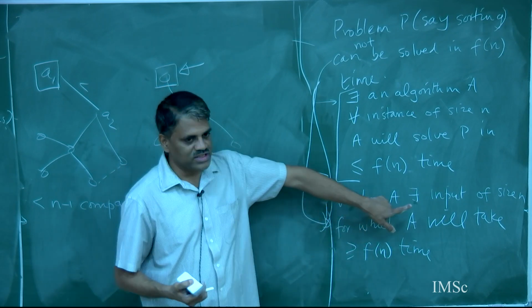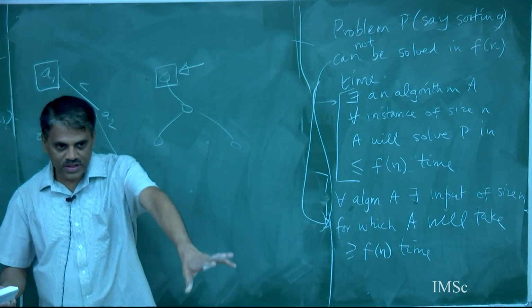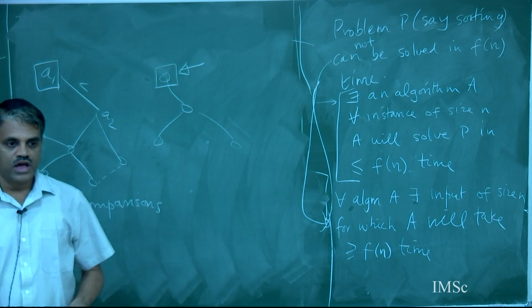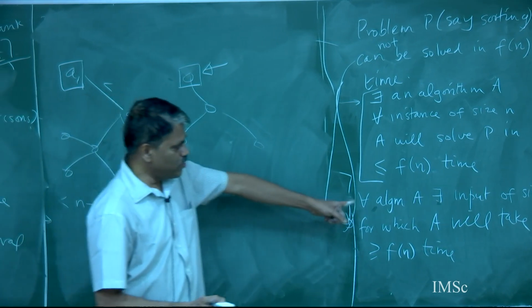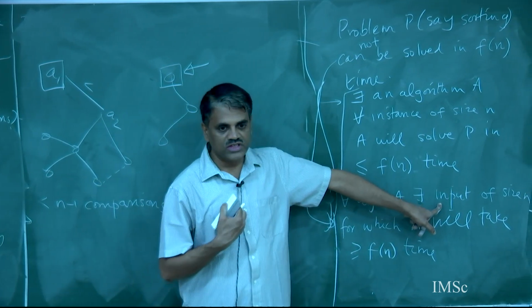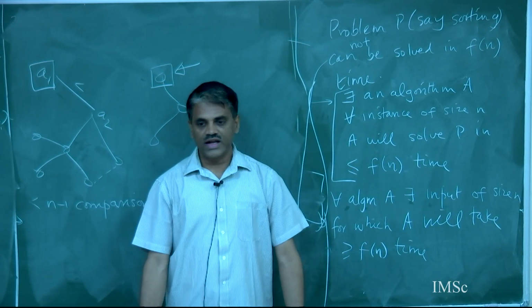Remember, the quantifier is in this order. There is no one input for every algorithm. You give me this algorithm, I will produce the bad worst case input for it. You change the algorithm, I will give you another worst case input. So you ask me a sequence of questions, that's you as an algorithm. I as an adversary produce the worst case input on which you will take at least n log n.